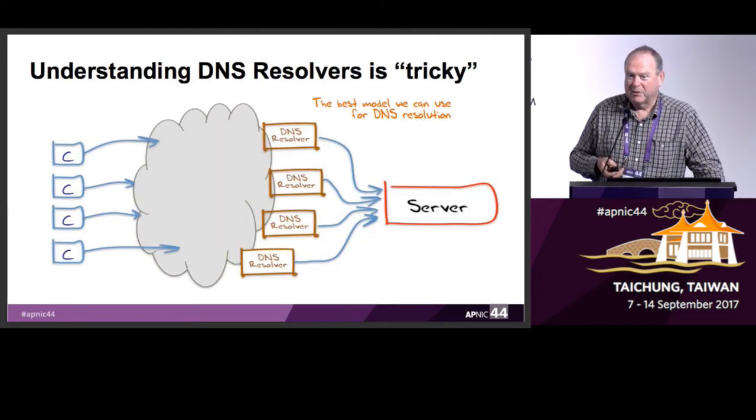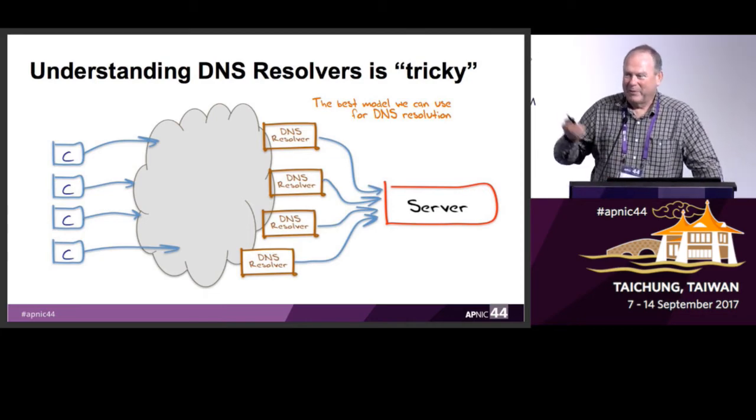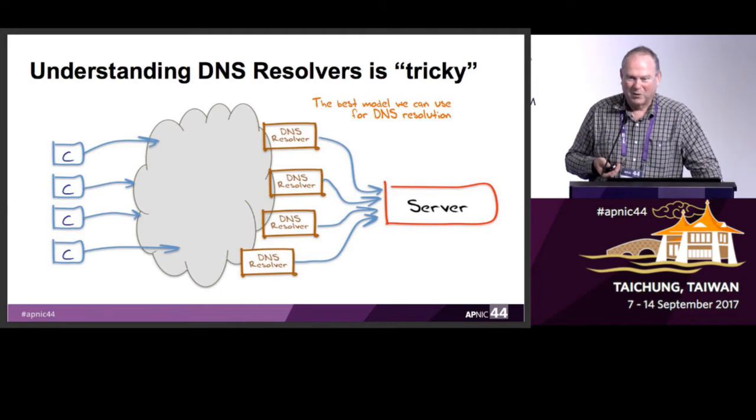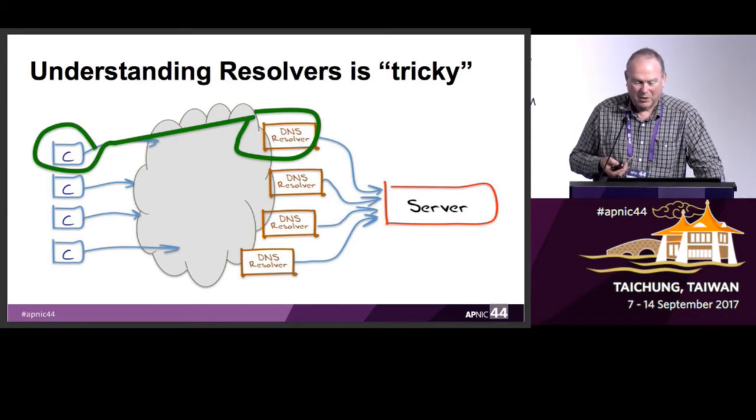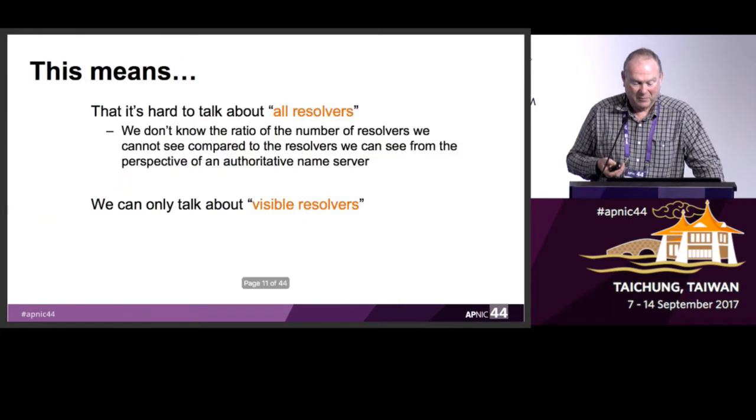So the best we can do is a cloud. The DNS is this fluffy cloud, and if you're a server, folk ask you questions. There are users out there, clients, who set those questions up, but how they got to the visible resolvers, nah, you really can't tell. So understanding that relationship between clients and resolvers that ask you questions is indeed tricky.